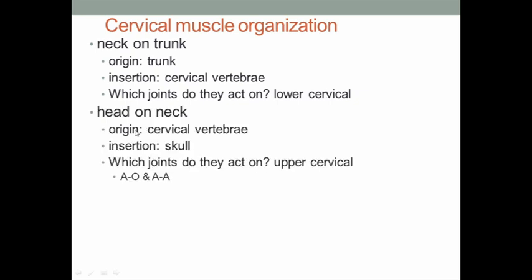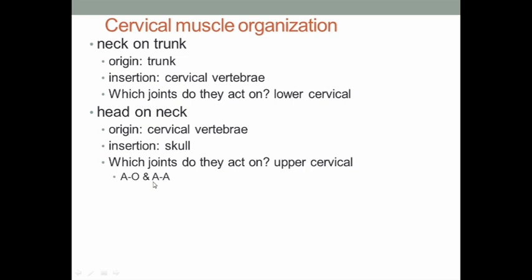The second group, the relatively short head on neck muscles, originate from cervical vertebrae and insert onto the skull. So they're crossing the upper cervical joints, and by upper cervical I'm referring to those two specific joints that we looked at, the atlanto-occipital and atlantoaxial. Both purely synovial joints, so they therefore have a relatively large range of movement and in particular planes for each of those joints.